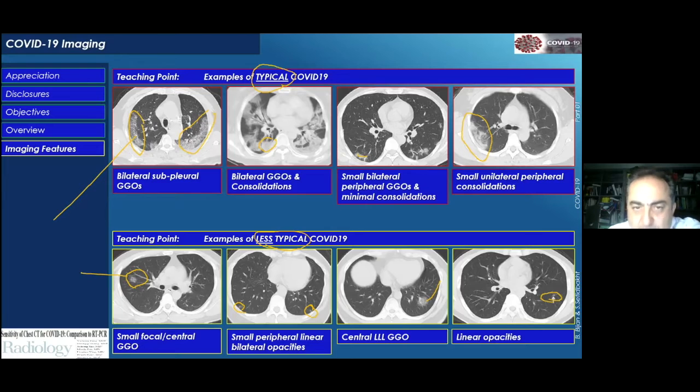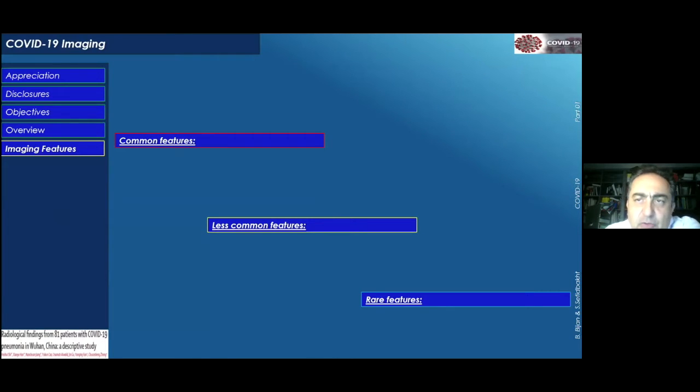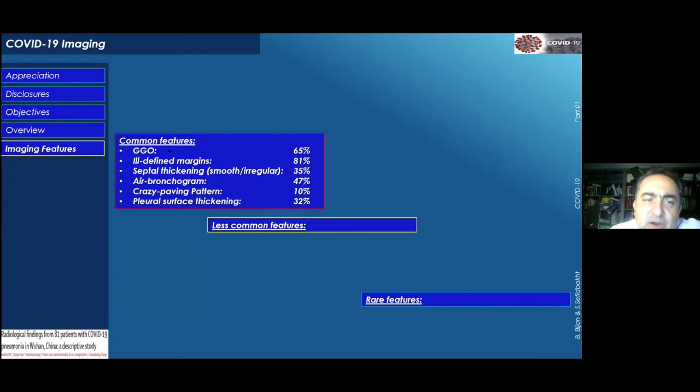These are less typical. And then if I need to summarize it for you in one slide, I would say the findings that you really want to watch out for are ground glass opacity, which may have ill-defined margins, septal thickening giving you that crazy paving appearance like this, air bronchogram, and pleural surface thickening. In probably 30 to 60 to 80% of the cases, these are the features that you want to watch out for. So this is our main checklist.